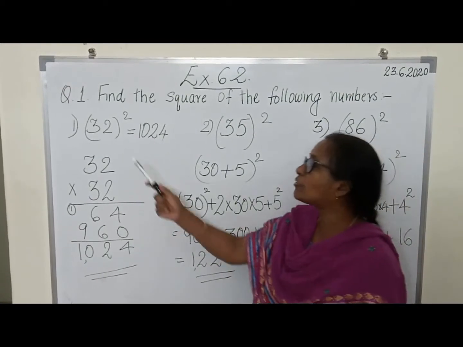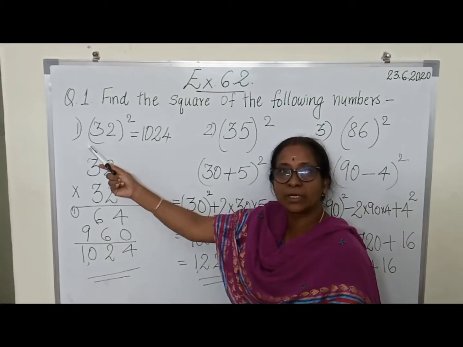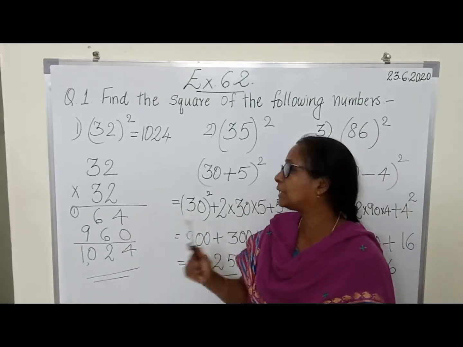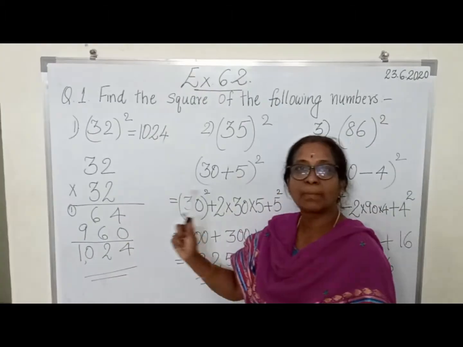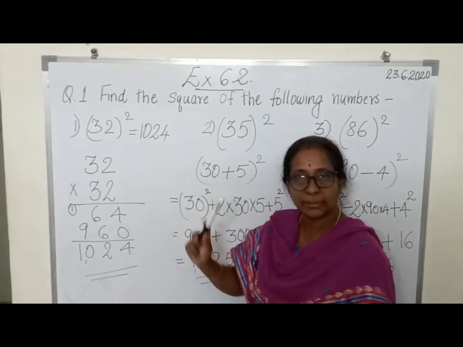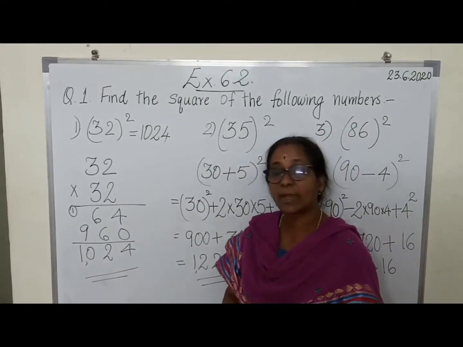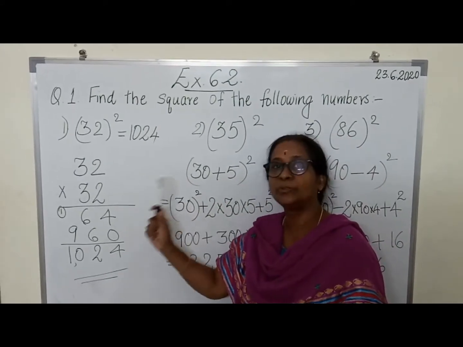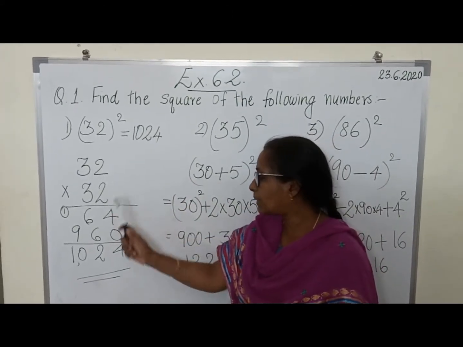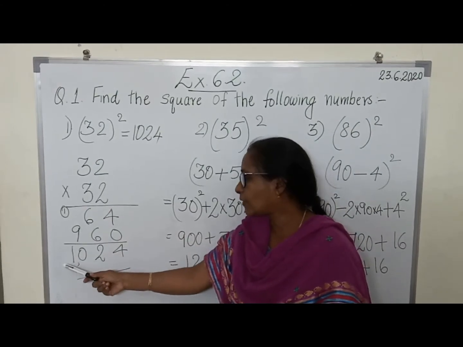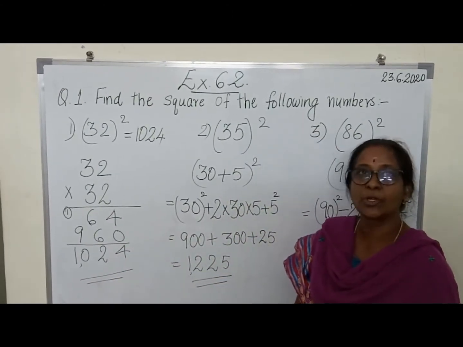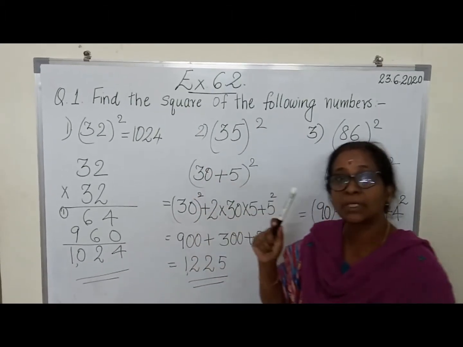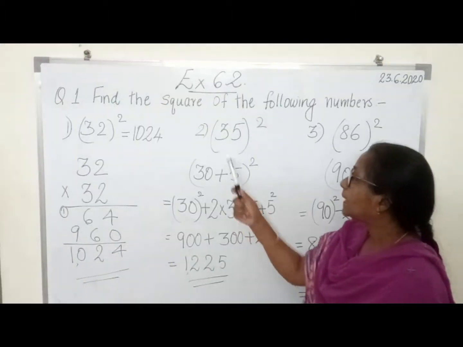So let us see how to find the first question, that is 32 square. How to find 32 square using the first method, directly multiplying them. 32 multiplied by 32. So if you wish to find all the sums using this method, you can do that. So 32 multiply 32, when you multiply, we get 1024. Okay. Now question number 2, I have used identity method.